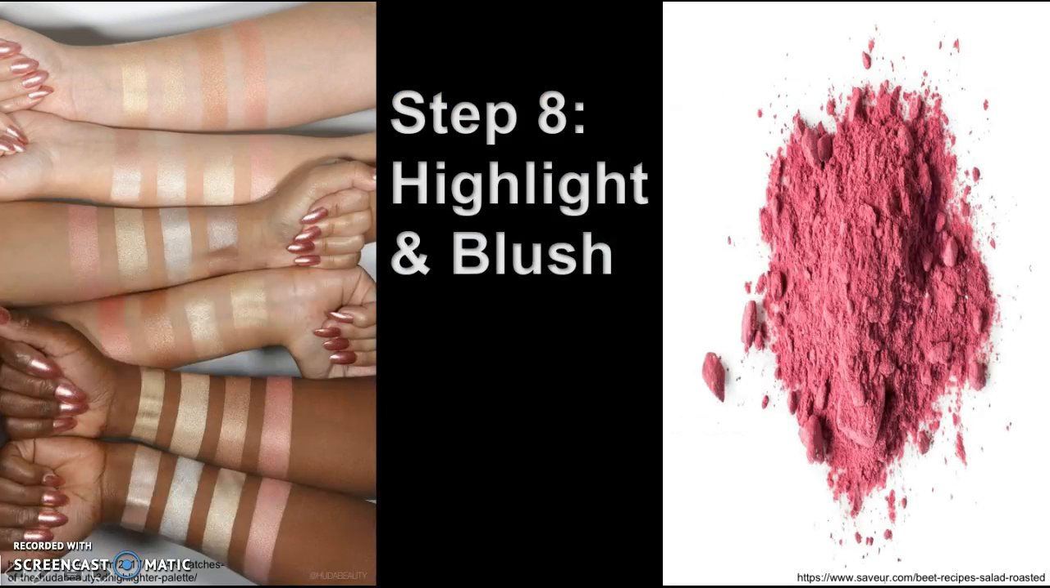Our next step would be highlight and blush. Highlighter is such a big thing nowadays. It's a really big trend. Everybody wants to have that glowy, sun-kissed skin. And highlighters are applied to the high points of the face. So that would be on the cheekbones, on the brow bone. A lot of people like to do the bridge of their nose and the tip of their nose. And then their cupid's bow, which is that spot right above your top lip in the middle. And that can be applied with a fluffy brush, or you can use a fan brush to get a more precise application. And then blush.